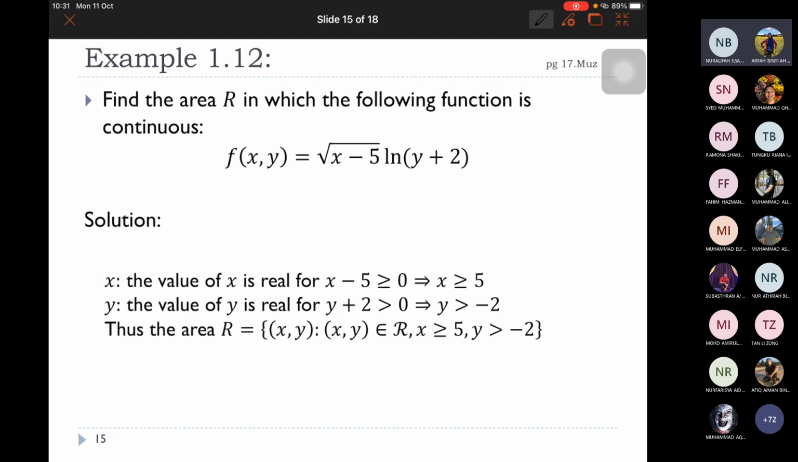Okay. So the area R of the function akan mengambil sebarang nilai real value dengan syarat x lebih besar daripada 5 dan y lebih besar daripada negatif 2. Okay. So this is the area. Okay. So ini adalah the area of the function. Okay, dapat. Nanti kita akan tengok more example on limits and continuity.